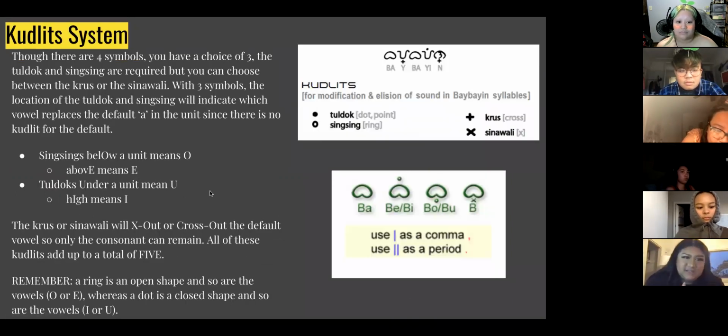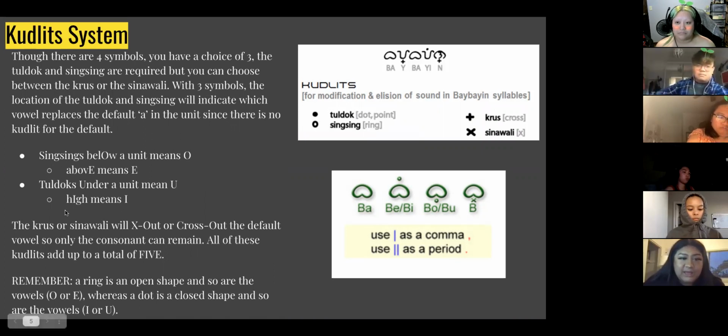So as far as the kudlit system that I'll be teaching you guys, though there are 4 symbols, you have a choice of 3. The tuldok and the singsing are required, but you can choose between the cruz or the sinawali. With 3 symbols, the location of the tuldok and the singsing will indicate which vowel replaces the default A in the unit, since there is no kudlit for the default, if that makes sense. So here, I give you guys a cheat reminder. The singsing below a unit means an O. If it is above the unit, it means an E. Tuldoks under a unit mean a U, and up high means an I.